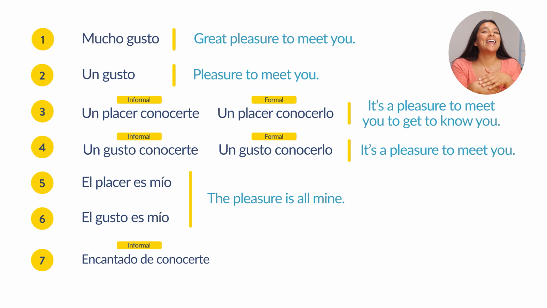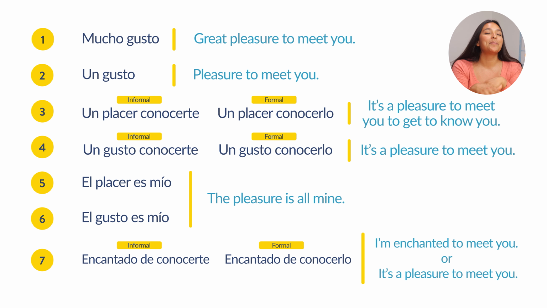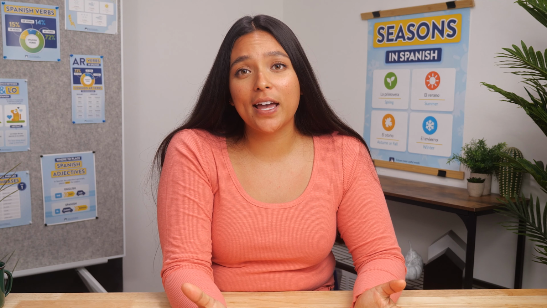Number seven, encantado de conocerte, encantado de conocerlo. Again, conocerte informal, conocerlo formal. Which means I'm enchanted to meet you, or it's a pleasure to meet you. So those are seven different ways that you can respond to someone who's introducing themselves to you. And if you forget, it's always safe to say mucho gusto.